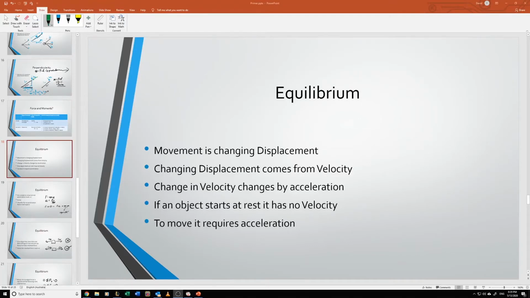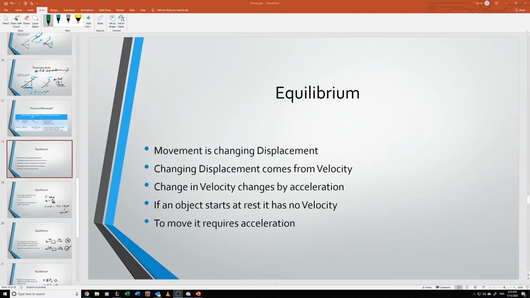So based off the information we've had previously, we understand that objects can move either in straight directions due to forces, or they can move due to rotation. When we talk about movement in general, movement is just the changing of its displacement or its rotation. And we know you can change displacement if you have a velocity, and you can change your velocity by changing your acceleration.